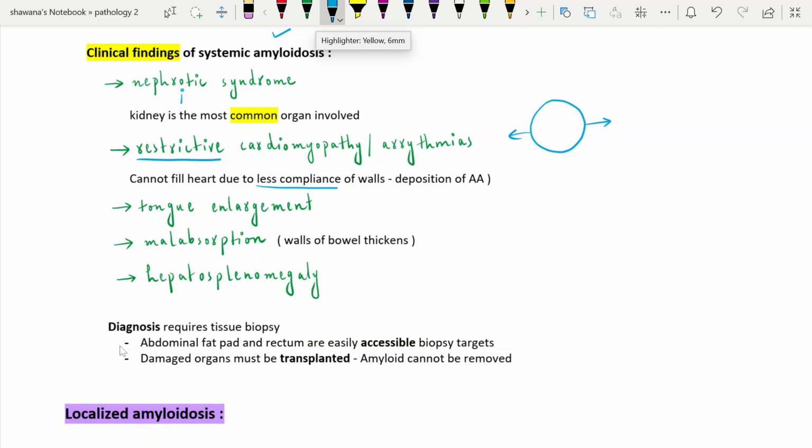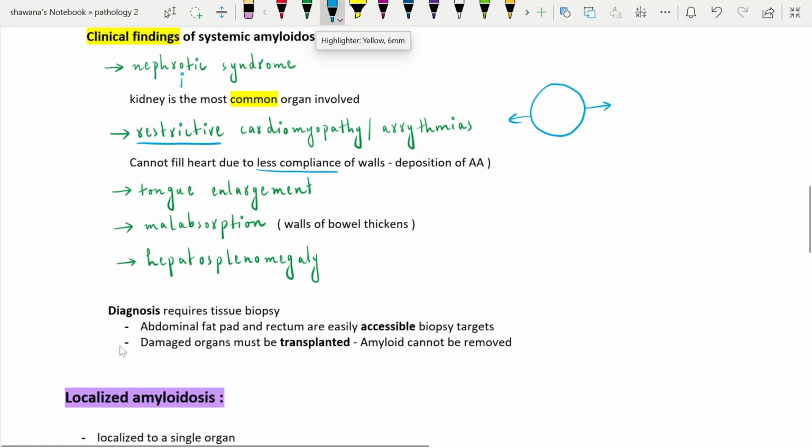Third is tongue enlargement. Fourth is malabsorption, because our GIT walls are deposited with AA amyloid and there is malabsorption. Hepatosplenomegaly can also be seen.